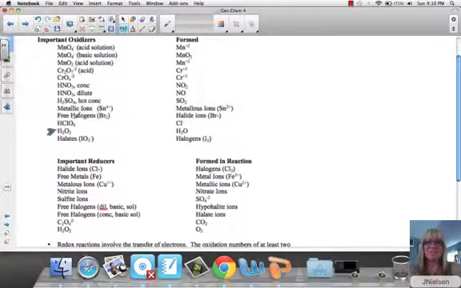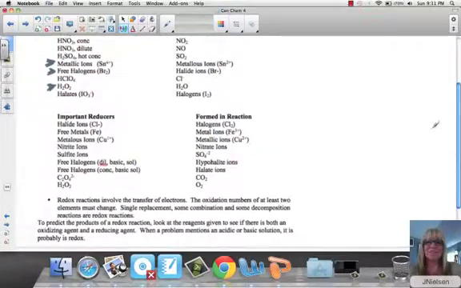Free halogens, this is an easy one to remember. Free halogens that are 0 usually become the ions. Metallic ions, so if you have like Fe plus 3, it would go to Fe plus 2, those type of things. We'll go through some of these and we'll pick them out, and I think that's going to be the easiest way for you to see them.